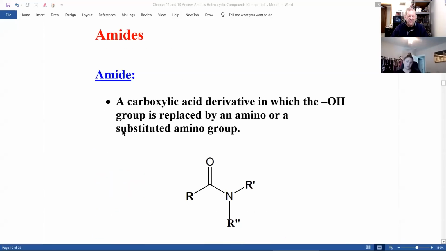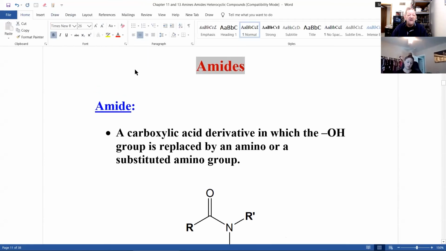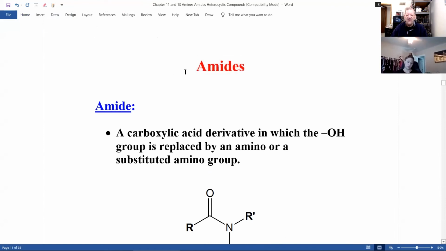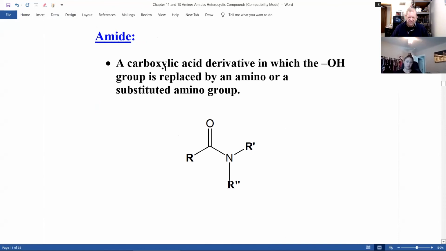And this new functional group is called the amide. And why isn't this centered? Hold on one second. Now it looks better. And an amide is a carboxylic acid derivative. And a carboxylic acid derivative is something made from a carboxylic acid, in which the hydroxyl group is replaced by an amino or substituted amino group.